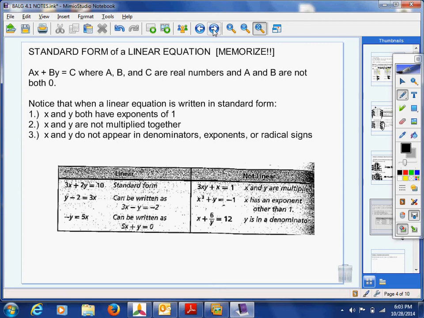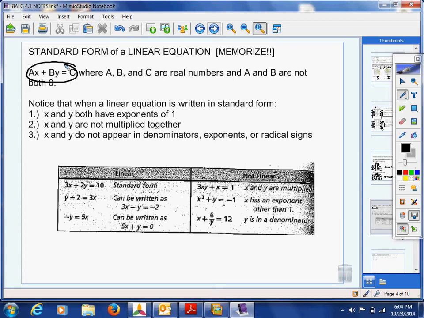Standard form of a linear equation. I want you to memorize this formula: Ax plus By equals C. Memorize it. You never know when I might put some points on your bonus log because you remember something like that. Ax plus By equals C. That's standard form of a linear equation.